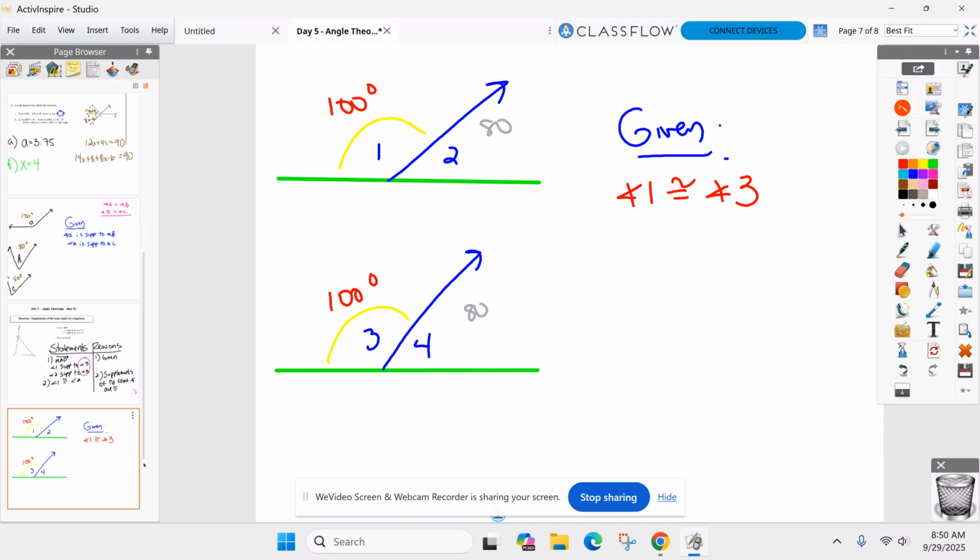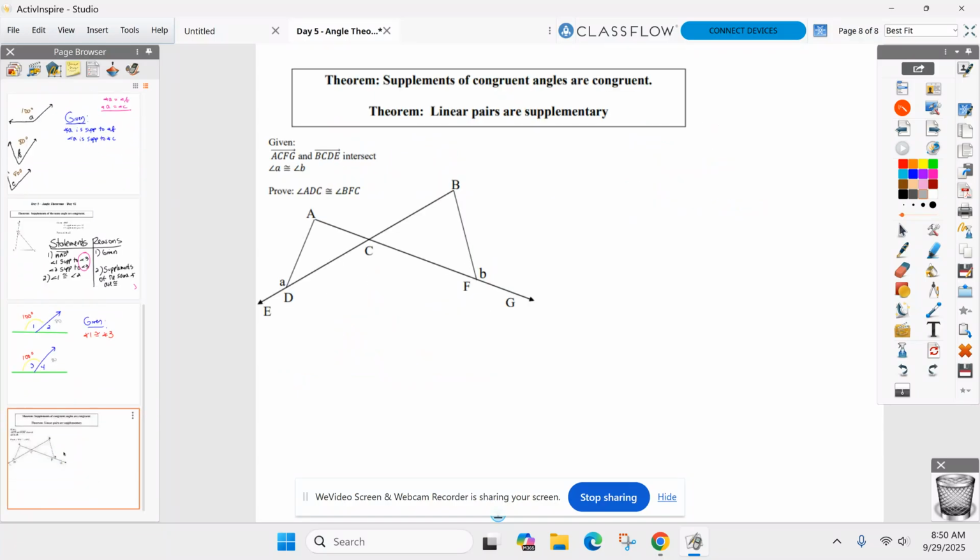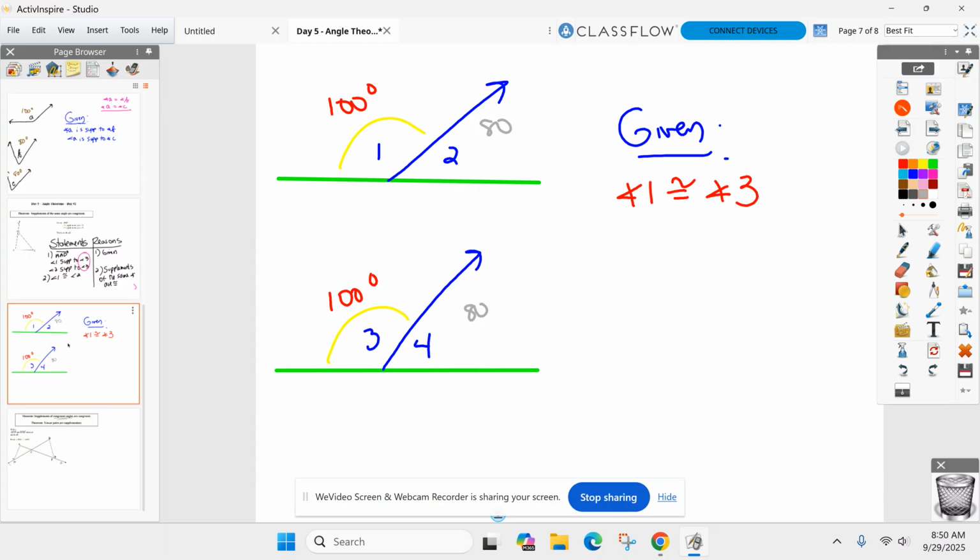Take a look at the top of your box there: supplements of congruent angles are congruent. They are not supplementary to the same angle. Take a look at my diagram again. I've got to make sure you guys understand these 2 separately. Let's do it again. What's 2 supplementary to? 1. What's 4 supplementary to? 3. Are 2 and 4 supplementary to the same angle? No. So I can't use the last fact. See the difference? But they are supplementary to congruent angles. Questions before we tackle this first one?